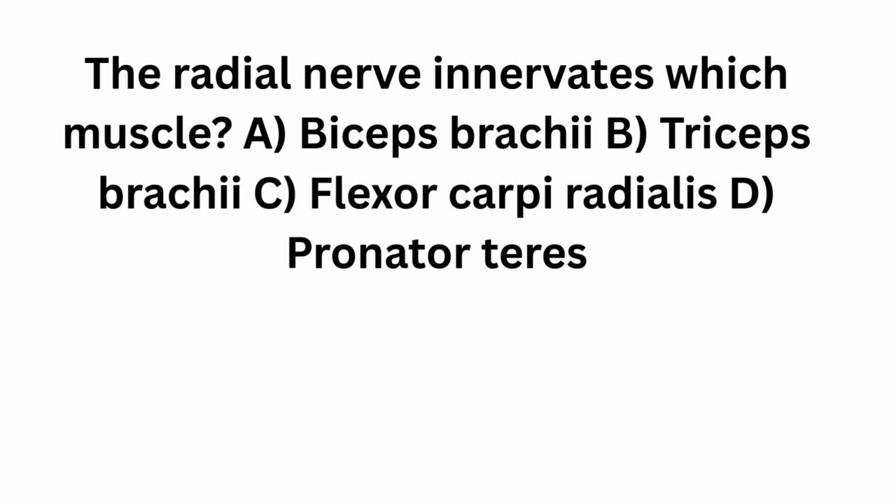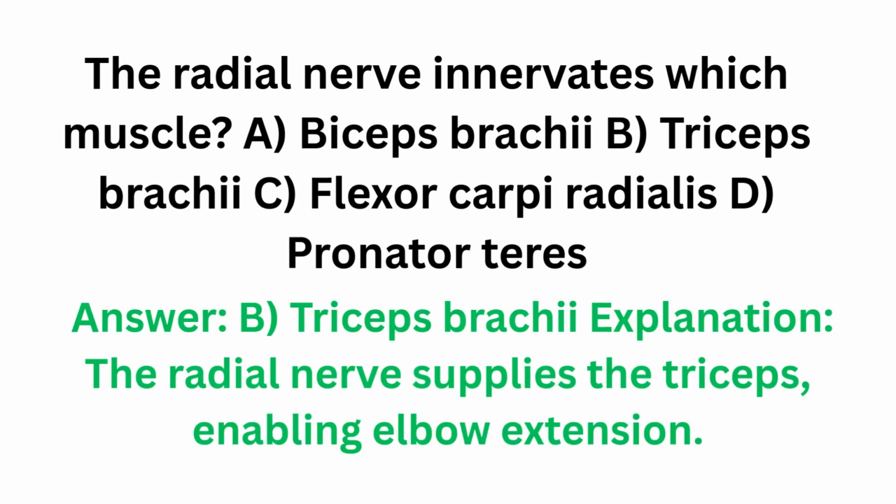MCQ 18. The radial nerve innervates which muscle? A. Biceps brachii. B. Triceps brachii. C. Flexor carpi radialis. D. Pronator teres. Answer. B. Triceps brachii. Explanation. The radial nerve supplies the triceps, enabling elbow extension.